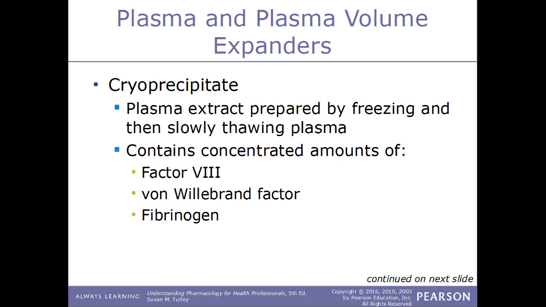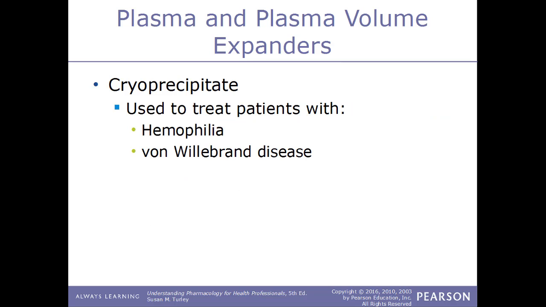Another type of solution that could be given is cryoprecipitate. This is a plasma extract that's prepared by freezing and then slowly thawing the plasma. It contains concentrated amounts of factor VIII, von Willebrand factor, and also fibrinogen. This is used to treat patients with hemophilia or von Willebrand disease.